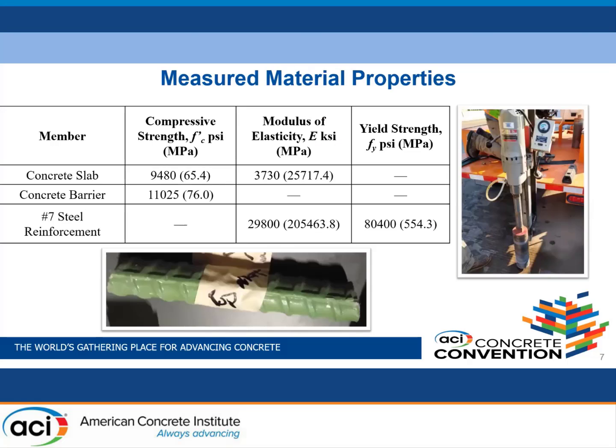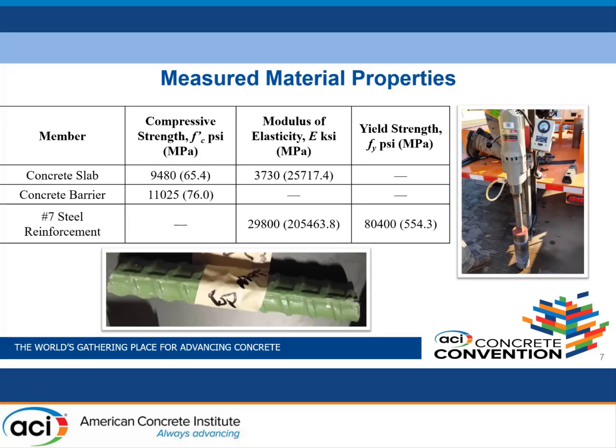For the material properties that we measured, we looked at the compressive strength from the slab as well as the concrete barrier, and the modulus of elasticity of the slab. These were obtained from 1 3/4 inch cores and 4-inch diameter cores from the slab and the barrier. We weren't able to collect a 4-inch diameter core from the concrete barrier, so we weren't able to determine the modulus of elasticity of the barrier, but we do have it for the deck itself.